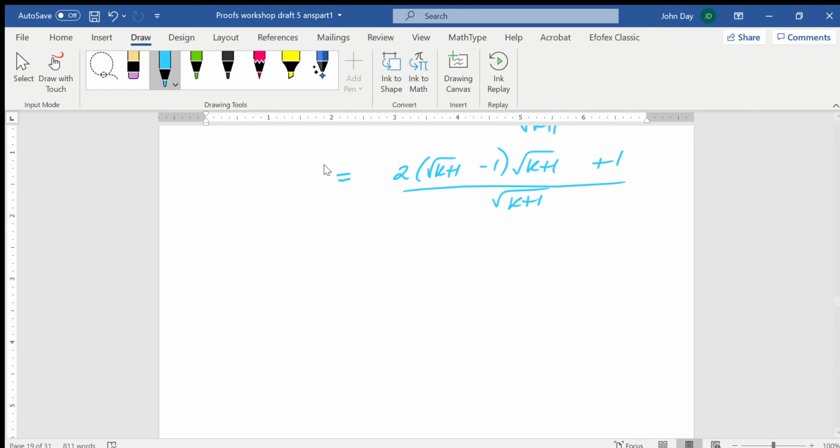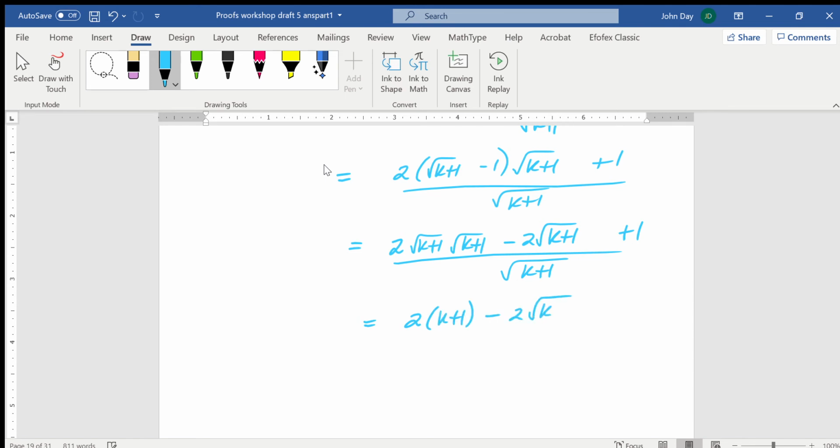Okay, let's expand that out. That's 2 root k plus 1 times root k plus 1 minus 2 root k plus 1 plus 1 all over root k plus 1. So it's 2 k plus 1 minus 2 root k plus 1 plus 1 on root k plus 1.